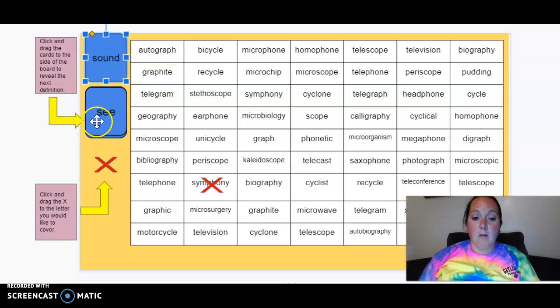I'm going to think about what Greek root means C, and I'm going to move a red X to one of those words. I will continue doing that until I form a bingo straight across horizontally or up and down vertically. Submit on Schoology when complete.